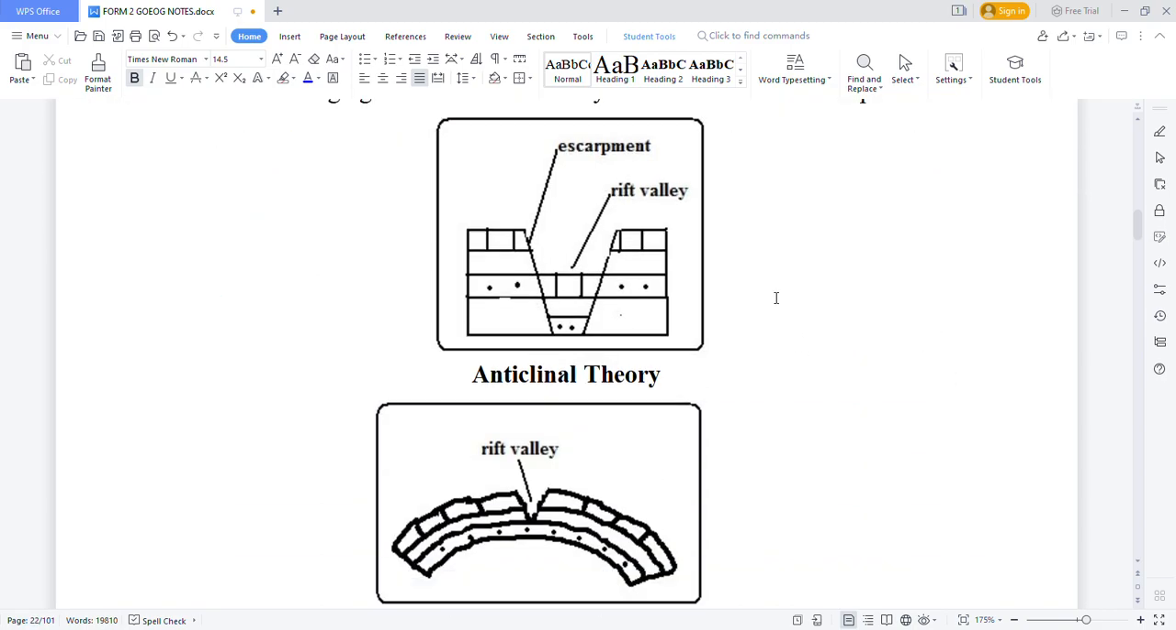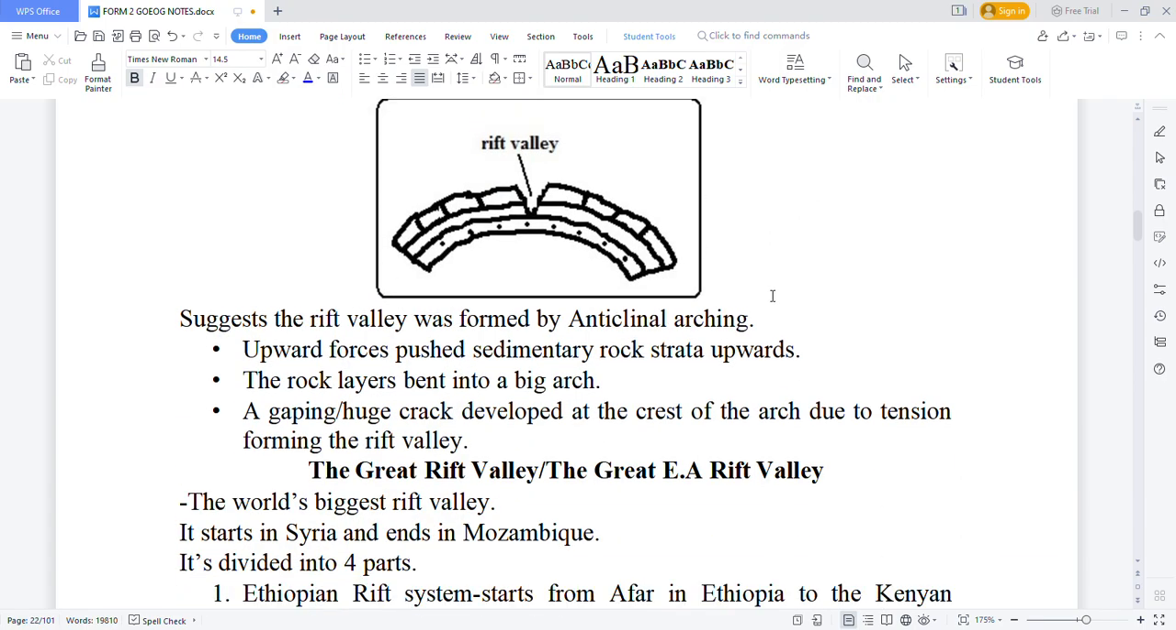Then we have the anticlinal theory. It suggests that the Rift Valley was formed by anticlinal arching, where upward forces pushed sedimentary rock strata upward. The rock layer bent into a big arc. A huge crack developed at the crest of the arc due to tension, forming the Rift Valley.